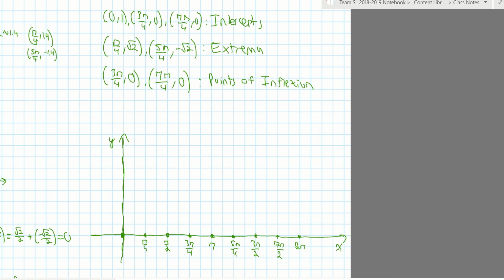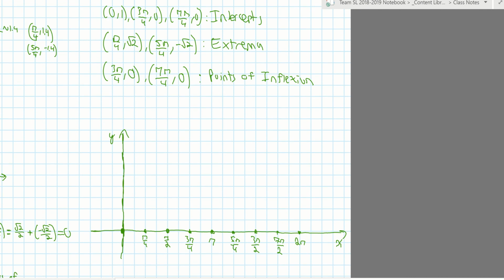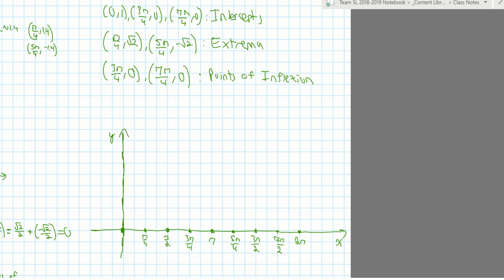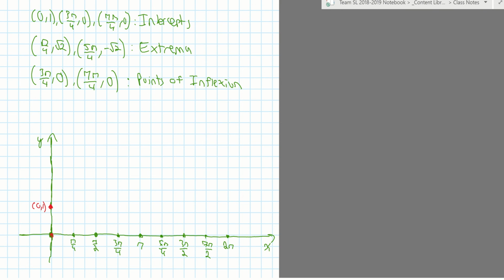Okay, now I'm going to go ahead and graph my intercepts. Start with the intercepts first. So we have 0, and let's make this my 1. I have another 0 at 3 pi over 4, and then I have another 0 at 7 pi over 4. There we go, I fixed it now to 7 pi over 4.